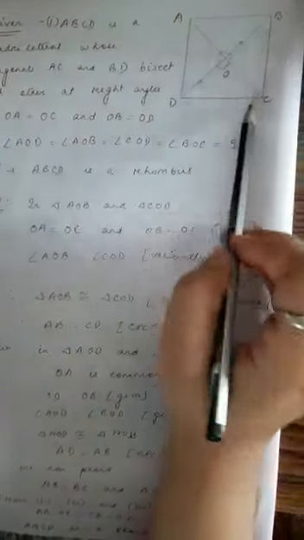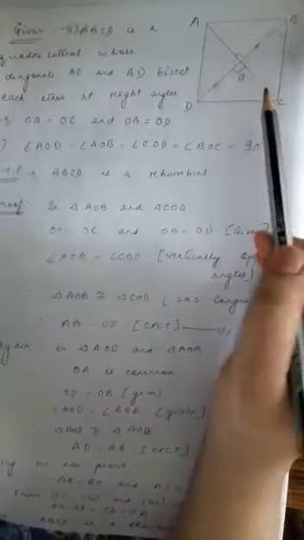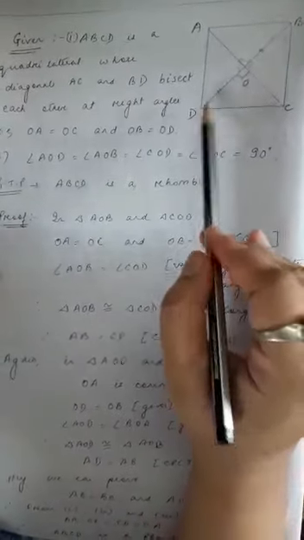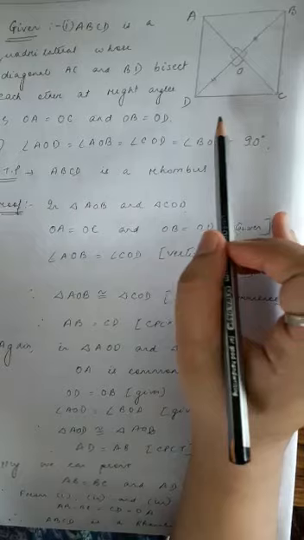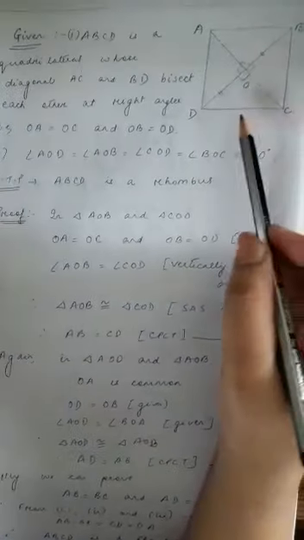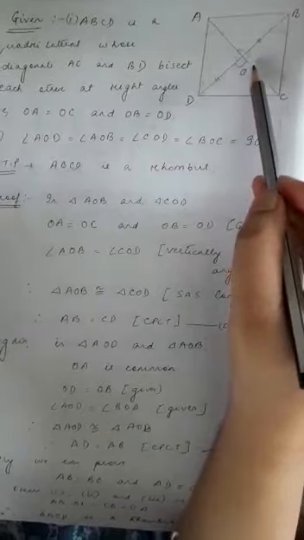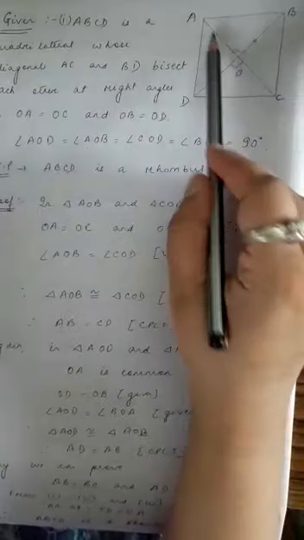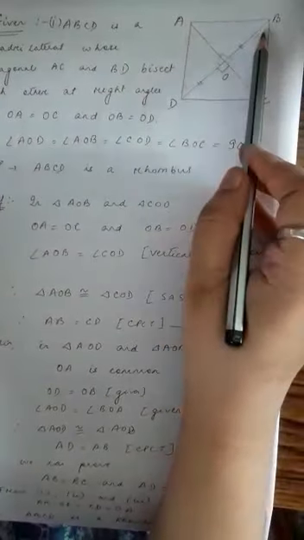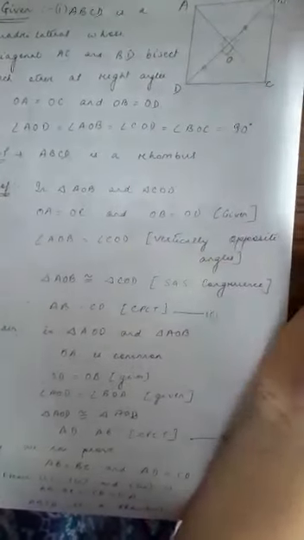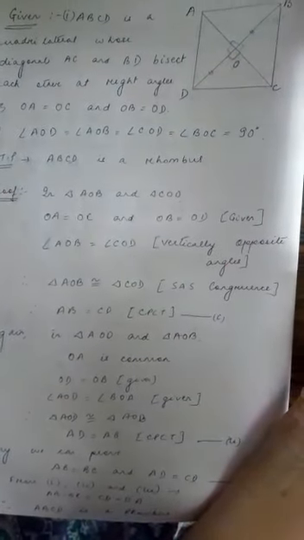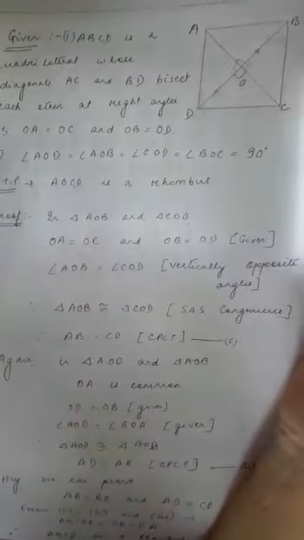See here, again it is given that ABCD is a quadrilateral, whose diagonals AC and BD bisect each other at right angles. That means OA is equal to OC, OB is equal to OD, because AC and BD bisect each other. And also it is said that they bisect each other at right angles. That means angles AOD, AOB, BOC and COD are all 90 degrees. And here we need to prove that ABCD is a rhombus.